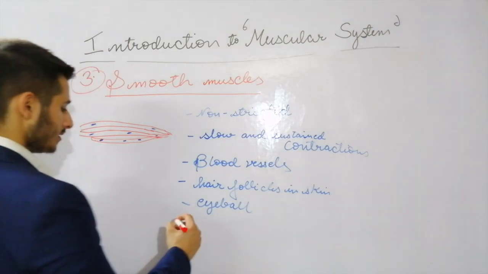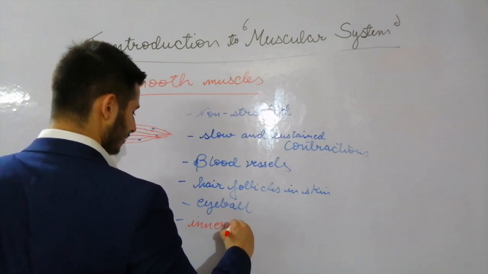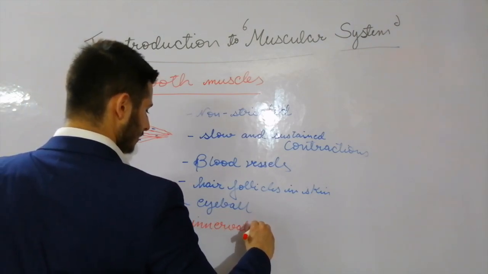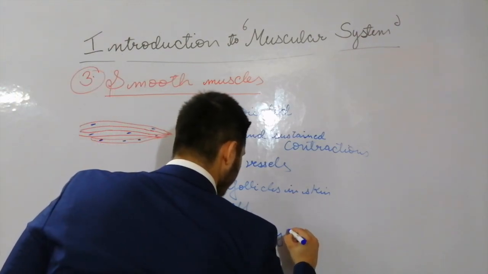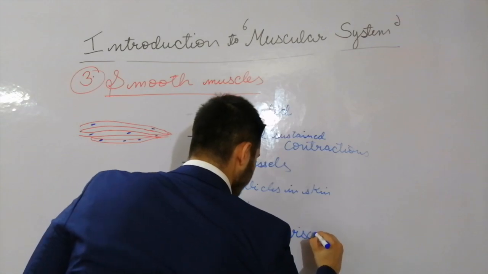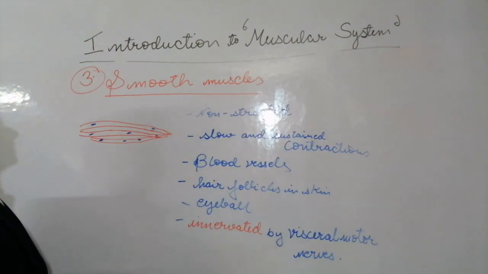They are innervated by visceral motor nerves. These were the three types of muscles in the human body.